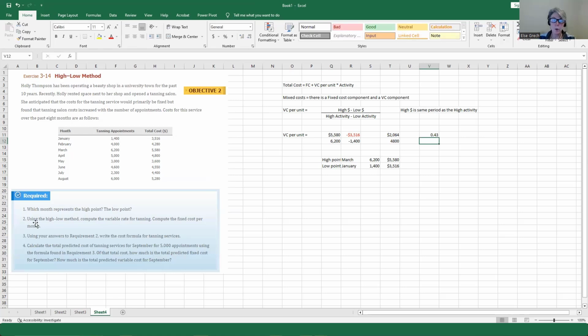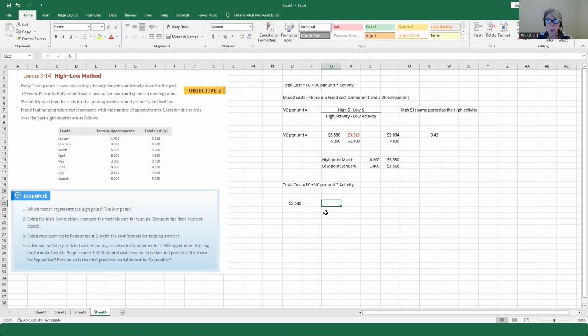So we did number 2 using the high-low method. Compute the variable cost for tanning, compute the fixed cost for the month. Well, now we can use that formula we had, right? Because we have that formula right up here, what the total cost is. Well, I can fill in the variable cost and I can fill in the total cost. Do we want to use the high or do we want to use the low? We'll use the high. So we need the total cost for the high. So remember the high total cost is $5,580.